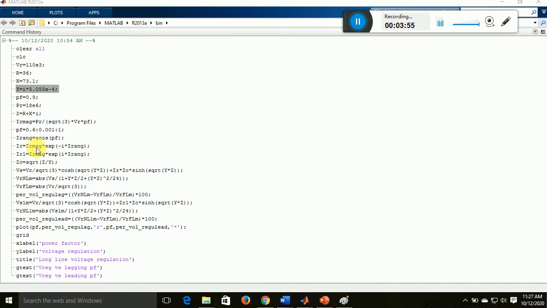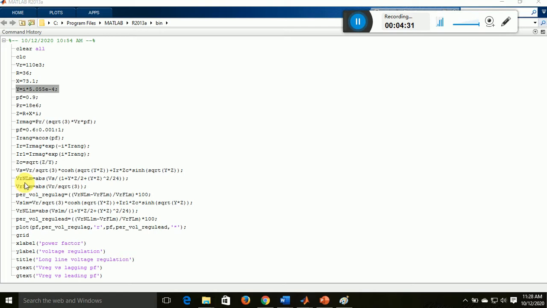Now from that we can find out ZC. ZC is equal to square root of Z by Y. This is the parameter that we are finding using the program that we are feeding in MATLAB. So Vs is equal to VR by square root 3 into cosh of square root of YZ plus IR into ZC into sinh of square root of YZ. This is the formula that we have already used for the long transmission system analysis in the theory section.